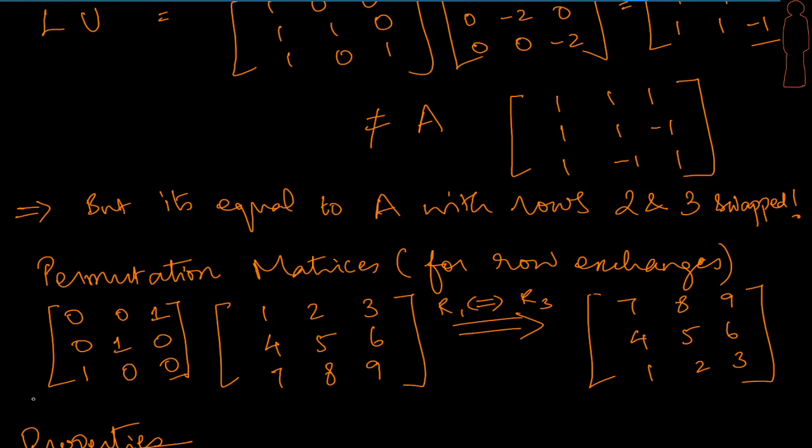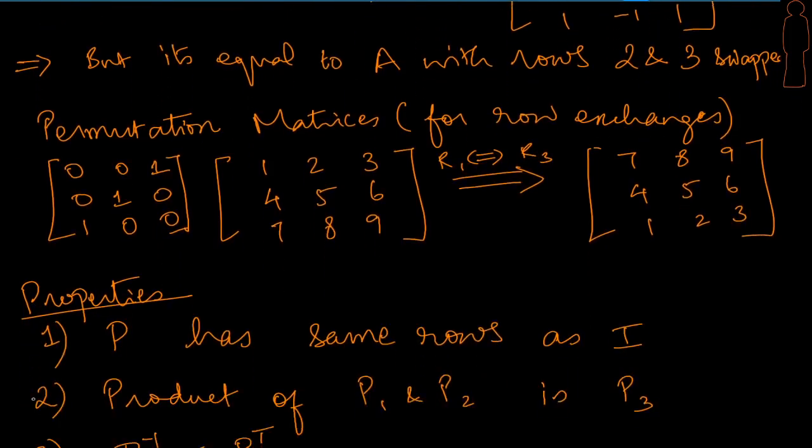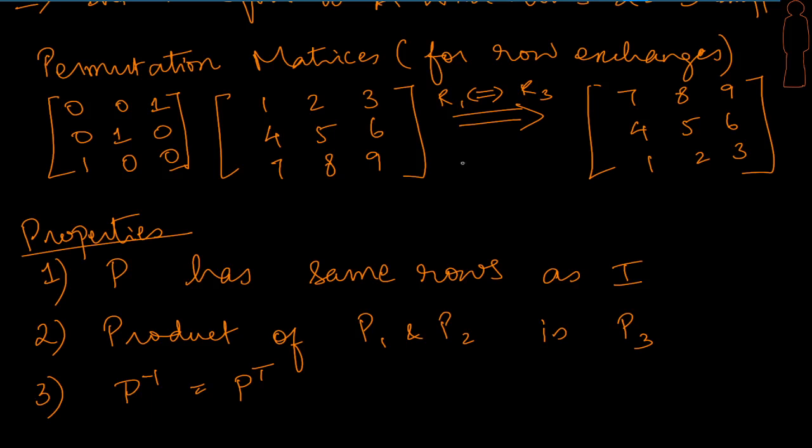There are some beautiful properties of permutation matrices. Let me list a few. Any permutation matrix has the same rows as the identity matrix of any order. In 3 by 3 we are finding 1 0 0, 0 1 0, 0 0 1. Another beautiful property is, pick up any two permutation matrices and take the product. You will find that the product is also a permutation matrix. The third property is that the inverse of a permutation matrix is the same as its transpose.